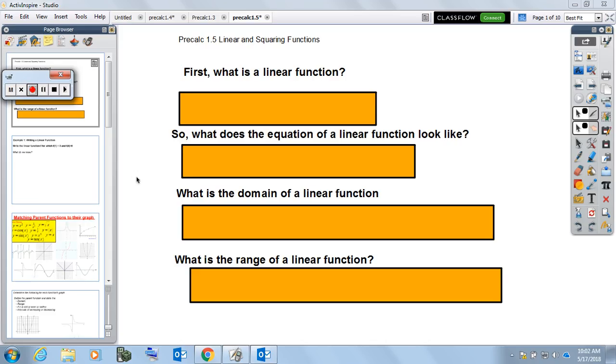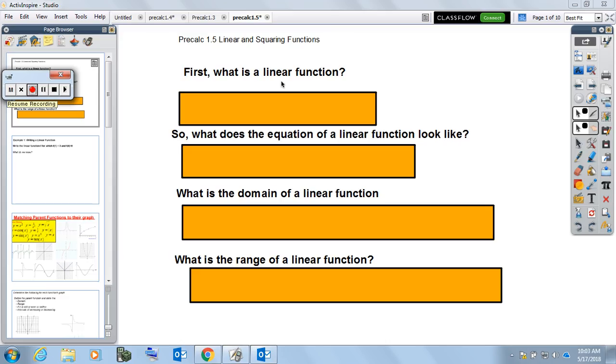Alright guys, as we open up 1.5, we're going to start looking into some more unique linear and squaring functions. At the conclusion, we're going to spend a lot of time on what we know as the step function. But let's first just talk here about what a linear function actually is. So what's a linear function?